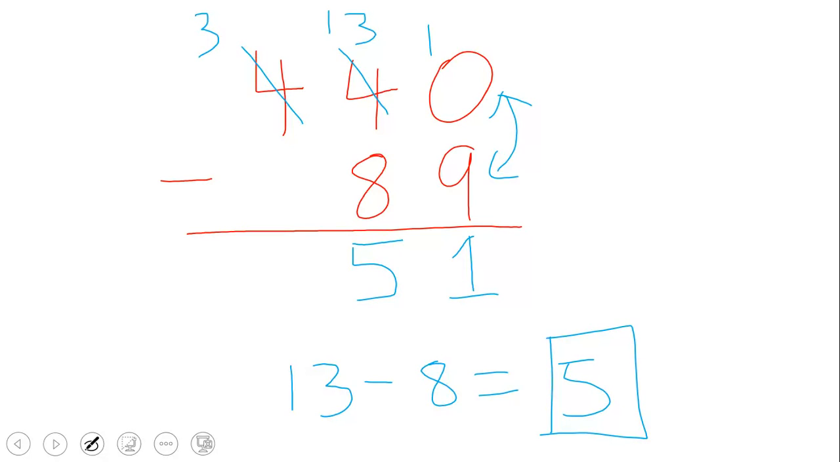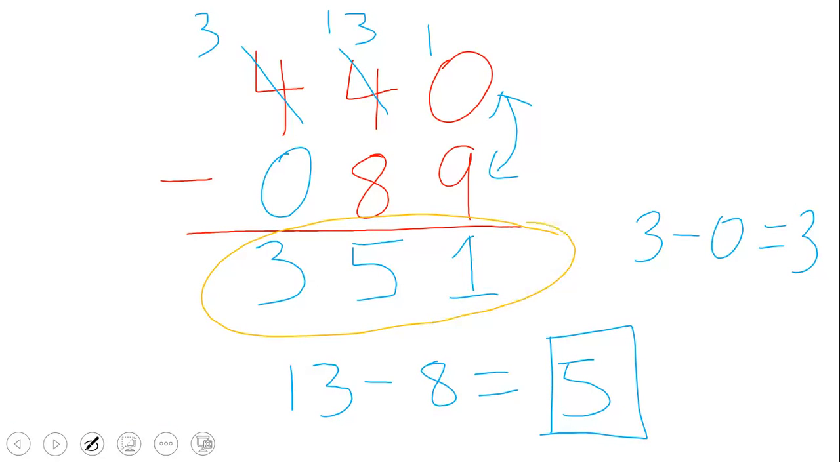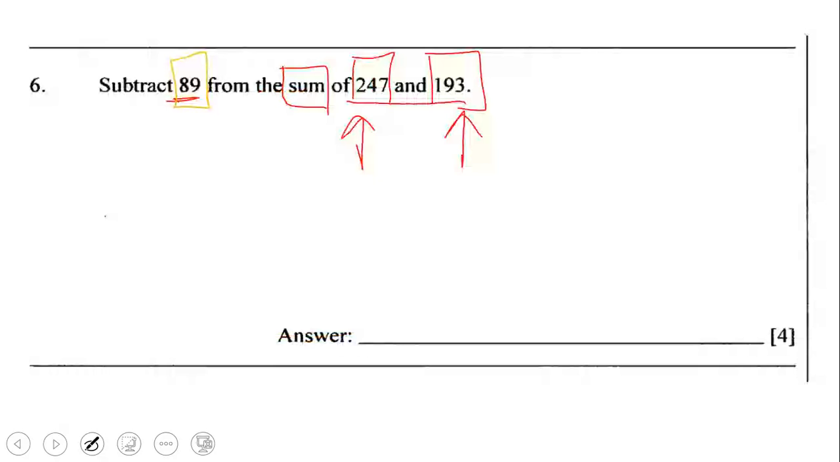And we insert a 0 as a placeholder, and we say, what is 3 minus 0? 3 minus 0 is indeed 3. So we place the 3 below the 0. Therefore, the result of this subtraction problem is 351. And in fact, 351 is the answer to this question. So the answer is 351. Thank you.